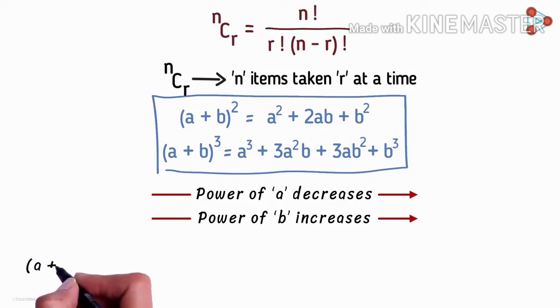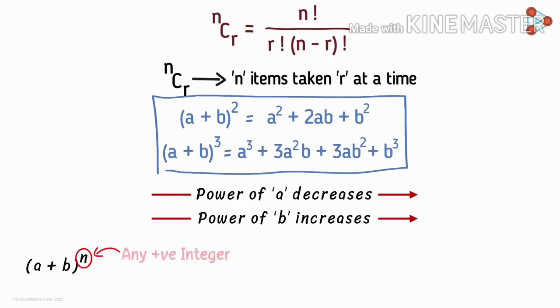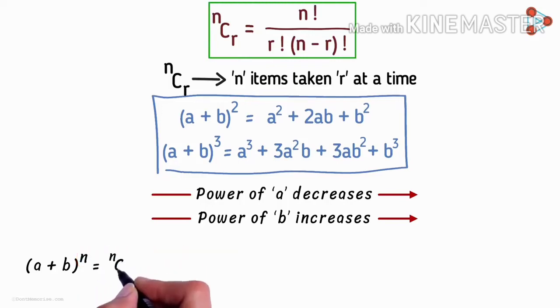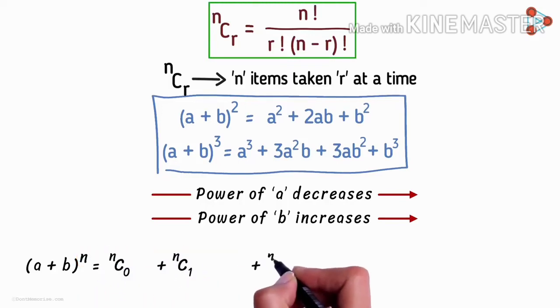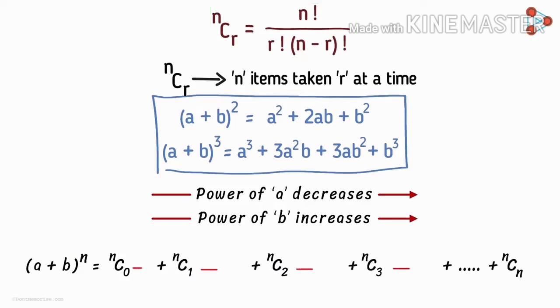Consider a plus b raised to n, where n is any positive integer. First, let's write the binomial coefficients given by the formula of combinations. So we have NC0, NC1, NC2 and so on up to NCn. We've left gaps here because the terms are not complete yet. We can complete the terms now. We know that the power of a decreases from left to right. So let's write a with each term having decreasing powers.